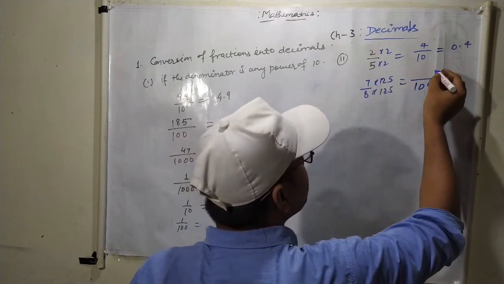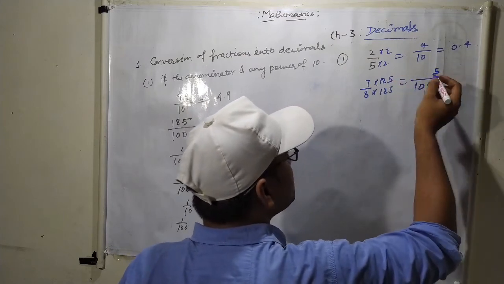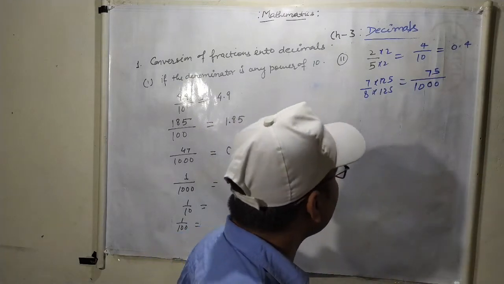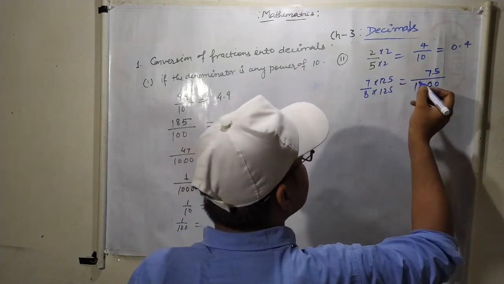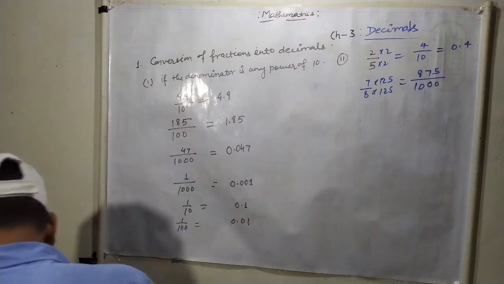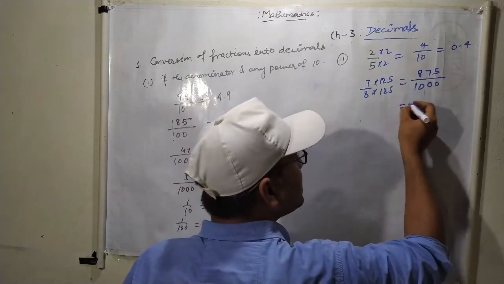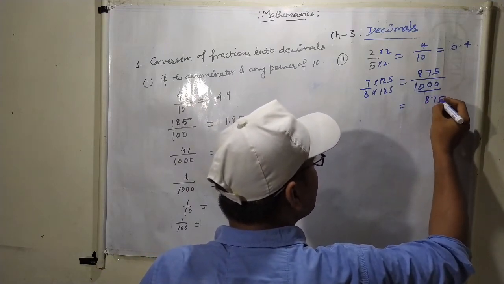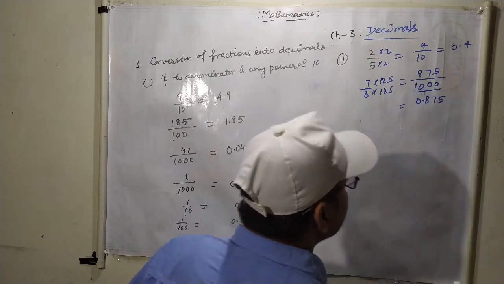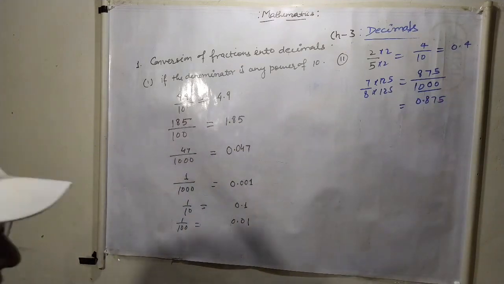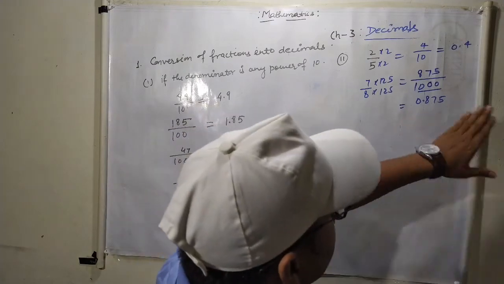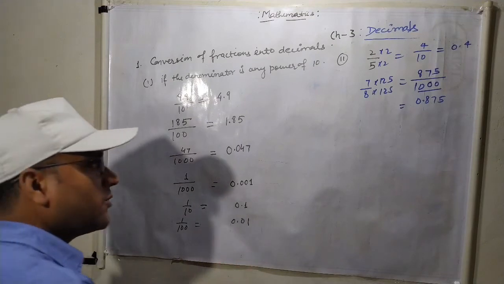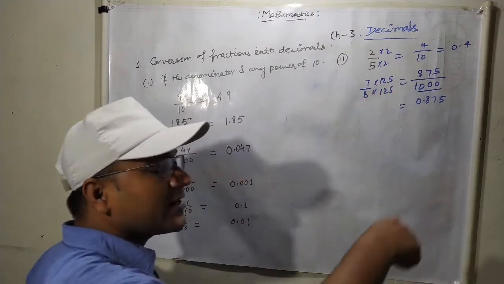And if you multiply this by 7, 7 5s are 35, 3 carry, 7 2s are 14, 3, 17, 1 carry, 7 1s are 7, 1, 8, 875. Change this one into a decimal. There are 3 numbers, so you count from the right side: 8 7 5, 1 2 3, put the point, and in the integral part nothing is there, so you can put the 0 there. 0.875. So in this way, we change the denominator into a multiple of 10.